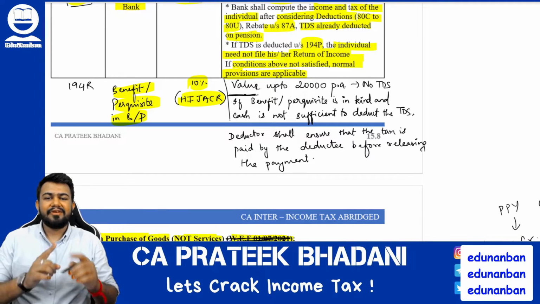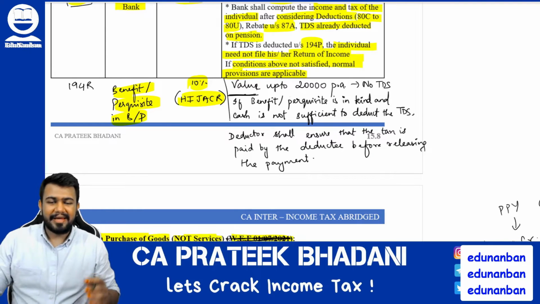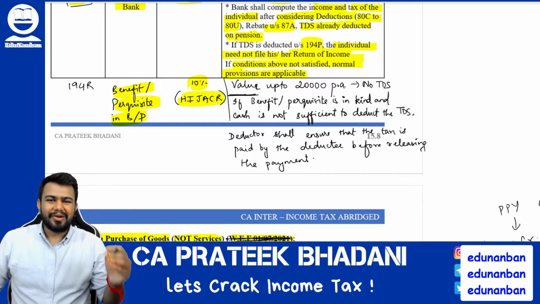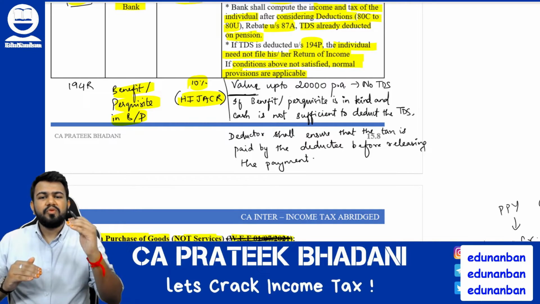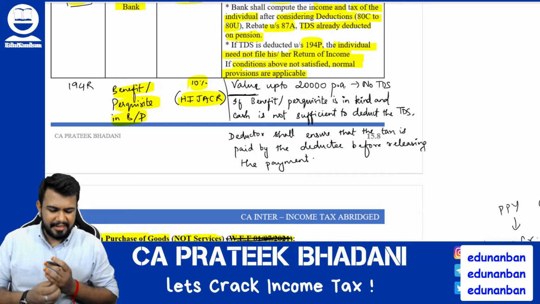However, this section is covered in 44AB-related provisions. So now what will it become? 194R is also covered there, which means if there is an individual or HUF whose turnover or gross receipts in business or profession, as the case may be, is up to 1 crore or 50 lakhs in the preceding previous year, then such individual or HUF need not deduct the TDS. You get my point?